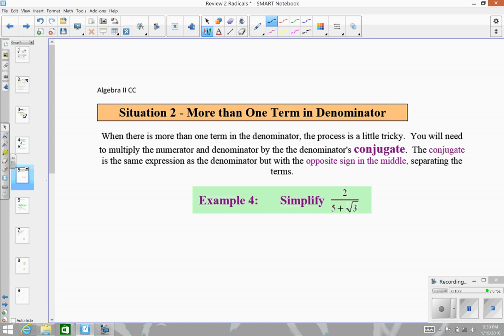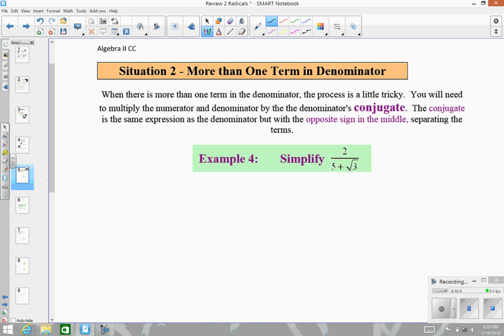Alright, let's move on then. What happens if we have more than one term in our denominator and we still have a radical? Like this case, we would need to multiply by the conjugate of that denominator. Conjugate is same term to begin with, same term ending, but change the sign in between the two terms.